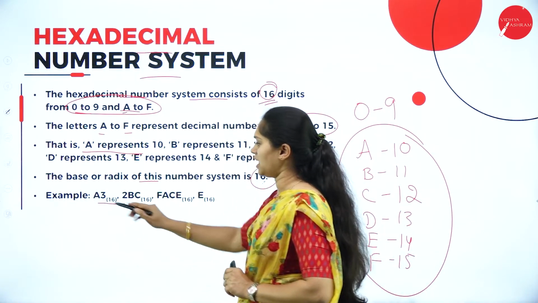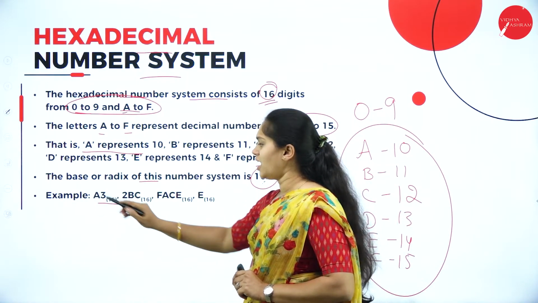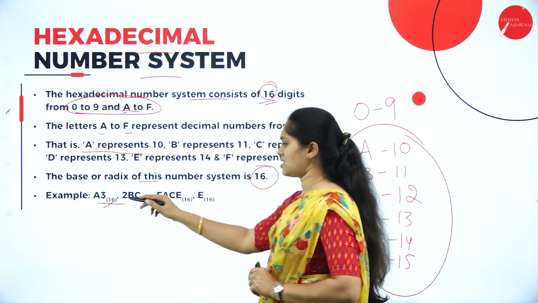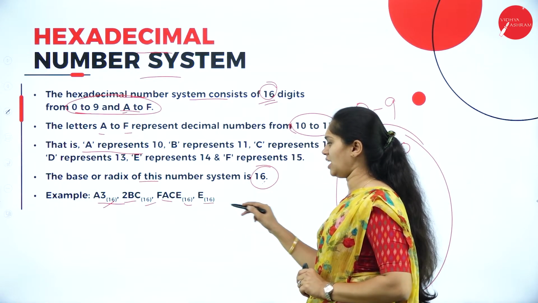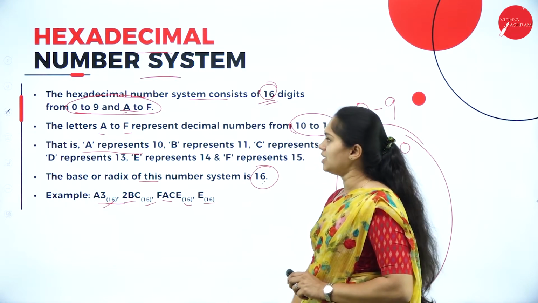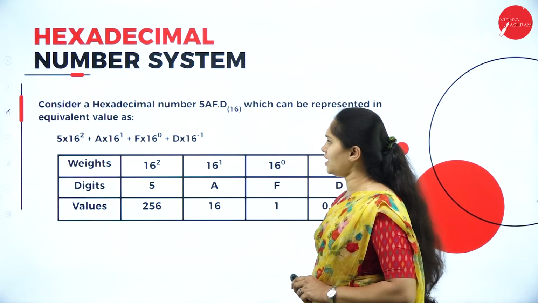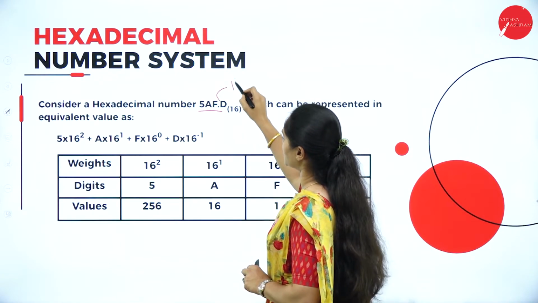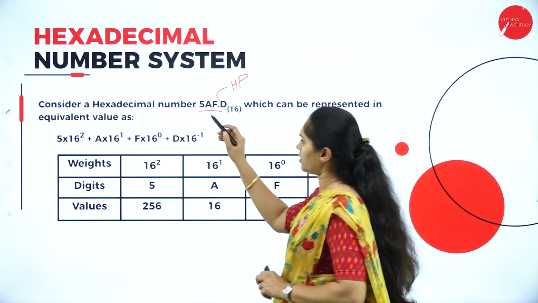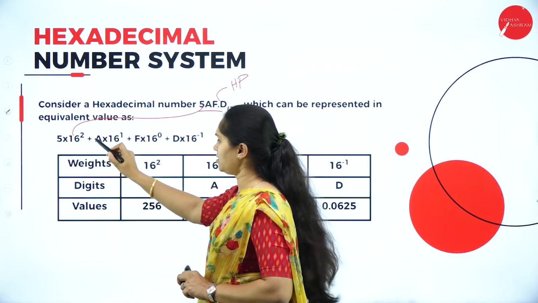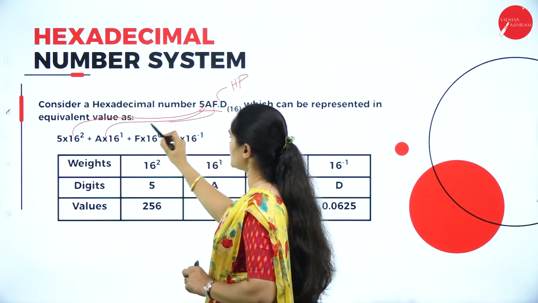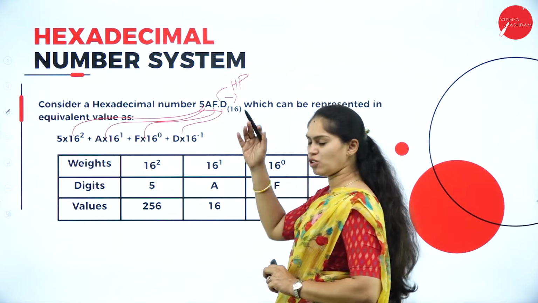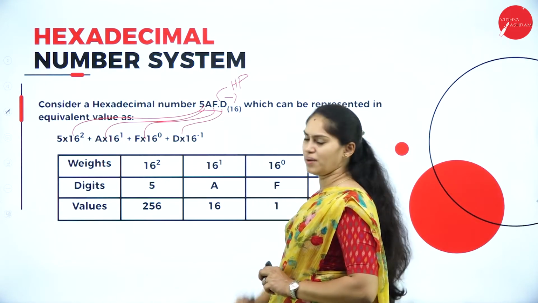It is expressed with powers of 16. For example, you can see here A3. A is 10, and 3 is a digit from 0 to 9, and its base is 16. Then 2BC with base 16, and the base or radix is 16. Again like this, 5AF.D, where the dot is the hexadecimal point. The digits to the right of the hexadecimal point have negative weightage.